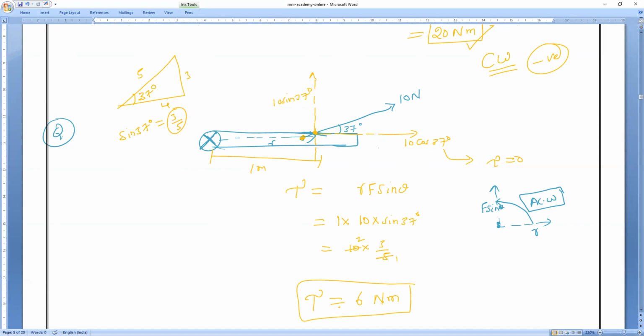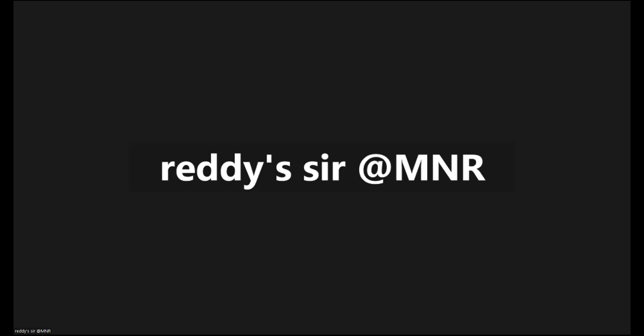Tomorrow we'll solve a few more sums and we'll conclude the turning effect, and then we'll go to moment of inertia in tomorrow's class. 100% we'll start it. By 25th, within 10 or 15 days, we'll finish this chapter. We have to speed up also. It's time to increase the speed. So pay attention and complete it.